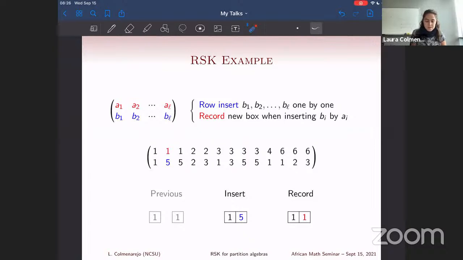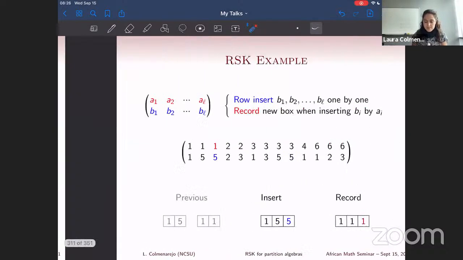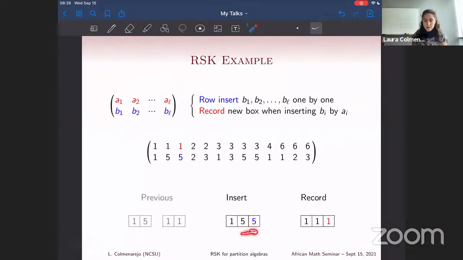Now, when I try to insert the 5, if I can put it in the first row and I'm not violating my conditions on having increasing rows, then I just do that. So I insert the 5. If I compare this tableau with this tableau, this is the new box, and this is what I record, the other one. I'm going to do another 1, 5. So I insert another 5. Remember that we are allowed to have repetitions on the rows. So this is perfect. And now if I compare this one and this one, this is my new box. So I record this one over here.